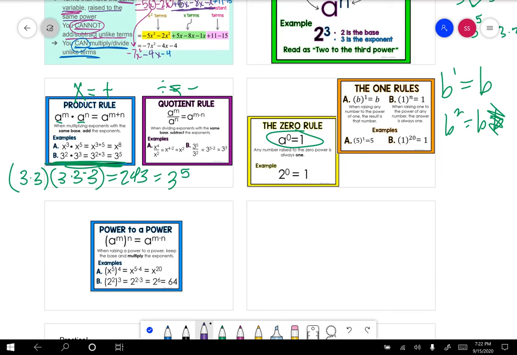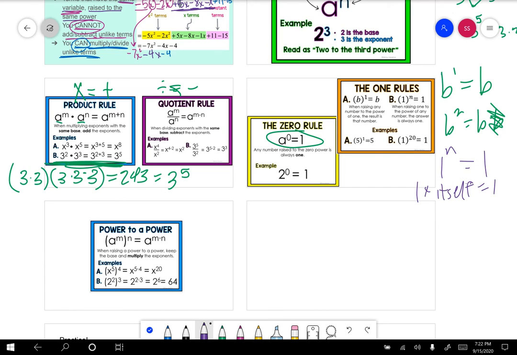And then the other b rule is that 1 raised to literally any power is going to be 1, because 1 times itself is always equal to 1, no matter how many times you multiply it.